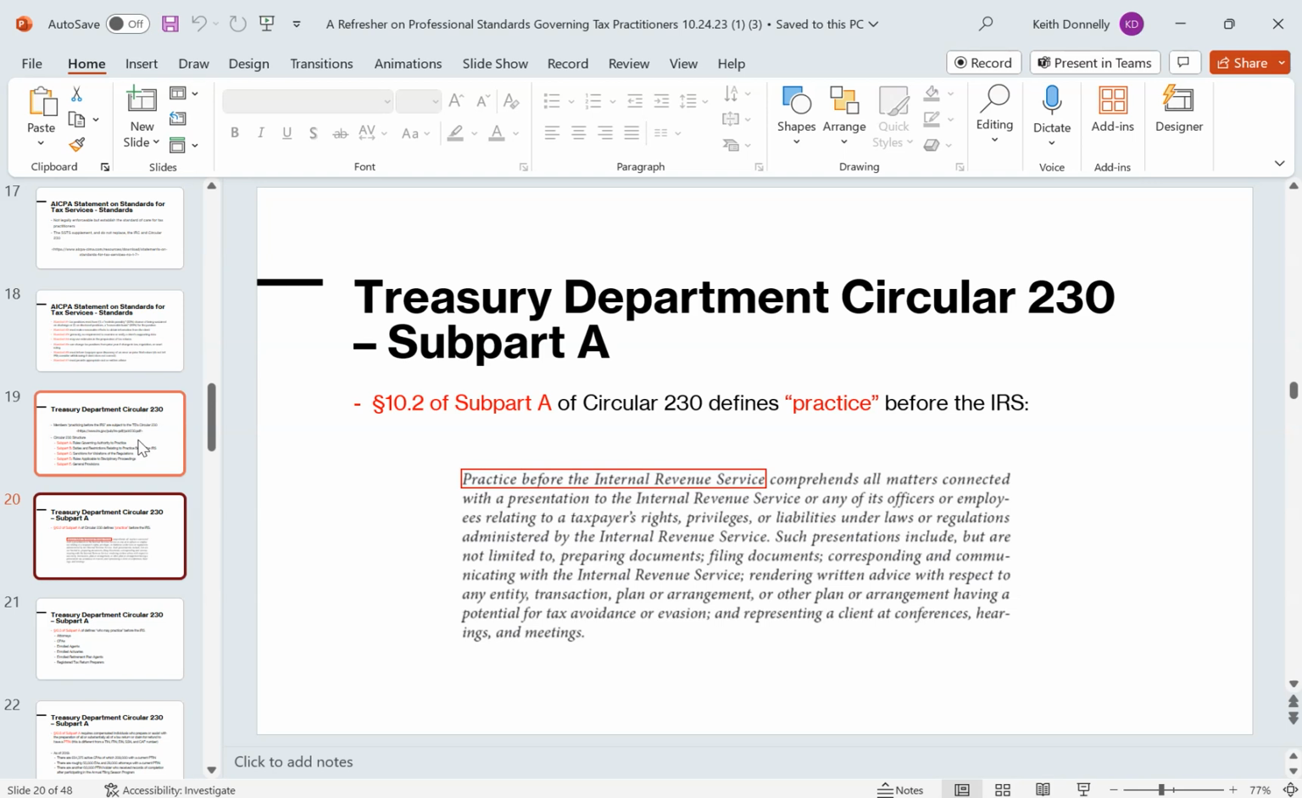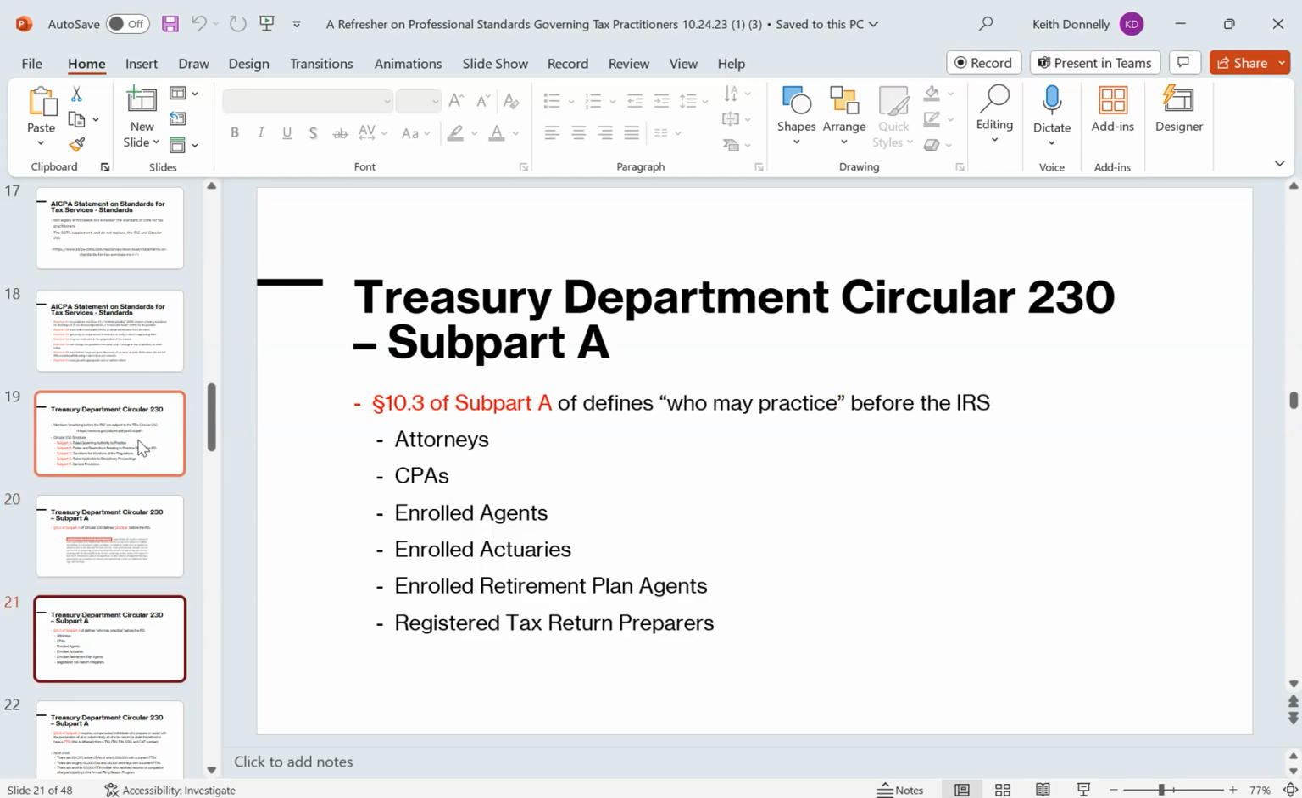But that begs the question, right? What does it mean to practice before the IRS? So you can see and read this big definition. It's basically all encompassing. Anything reasonably related to doing a tax return or tax advice, consulting, all the way up through like an appeal, working through the IRS, that's going to be considered practicing before the IRS.